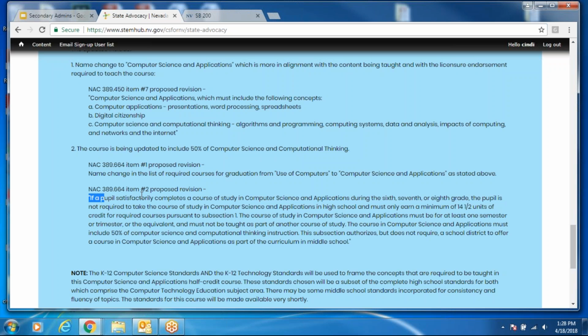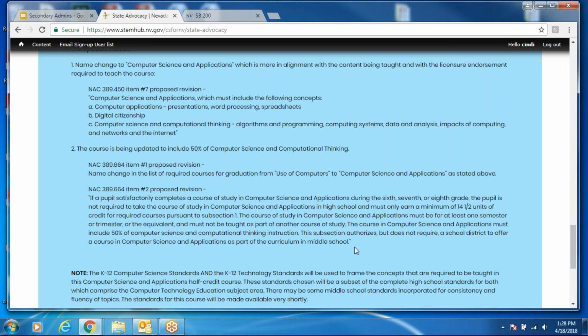What this states here for the NAC 389-664, it will remain that this course of study can still be taught during 6th, 7th, or 8th grade. And if the student has taken this in middle school, they are not to take it again in high school. Okay, so it should count. If they've had it in middle school, it should count on their transcript. They should not take it again in high school.